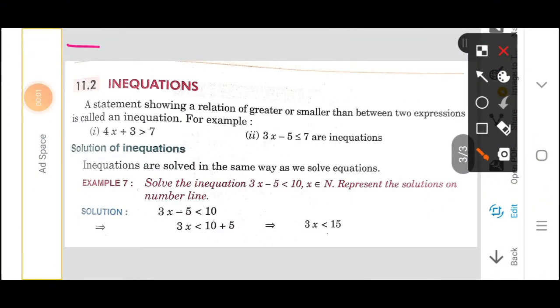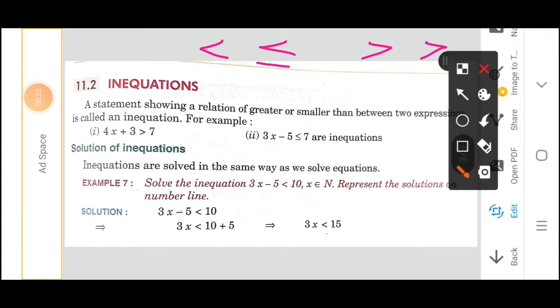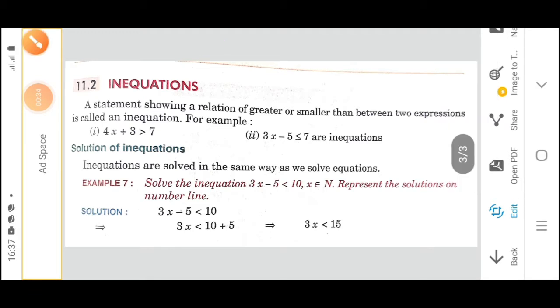Students, we have just completed equations, where the statements on either side of the equal sign are equal. Now we are going to use these symbols: less than, equal to, greater than, and greater than or equal to. We'll use any one of them and write a statement. Inequation: a statement showing a relation of greater or smaller than between two expressions is called an inequation.